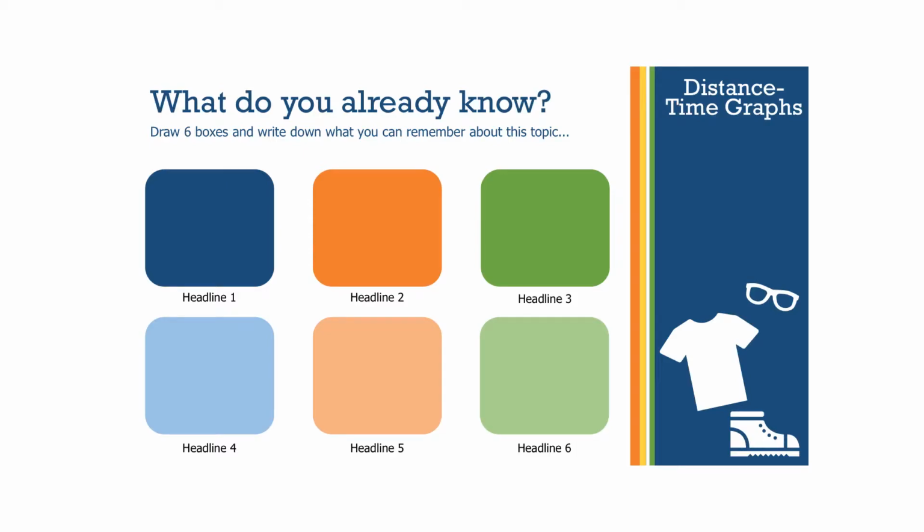So the first thing to do is to think about what you already know on the distance time graph topic. I've done the first one to get you started. I've called them headlines, but they could equally be called titles or topics. The first one I just thought of: I already know that distance is measured in meters. Now over to you to think about 5 or 6 other ideas that you can remember on this topic before you carry on with the video.